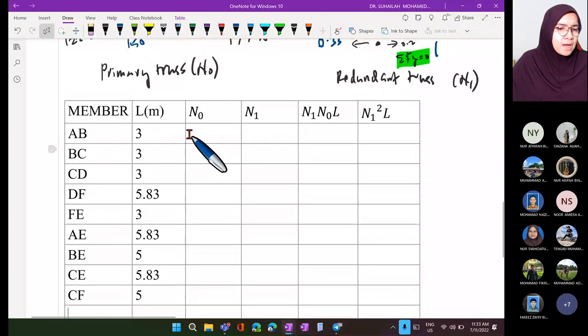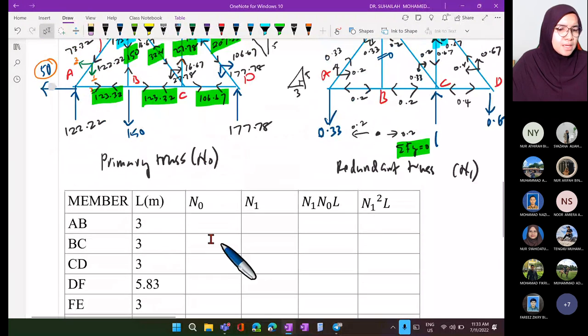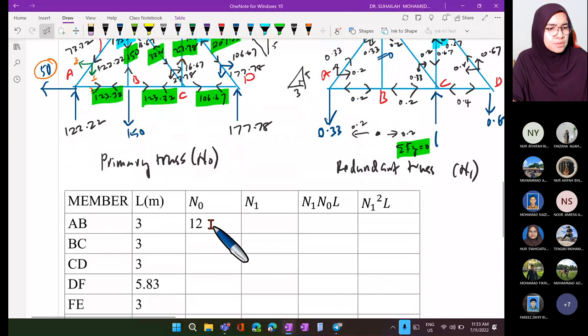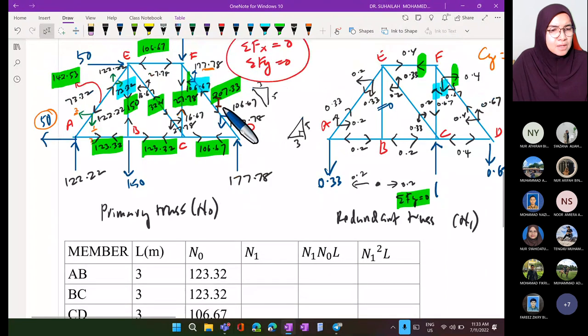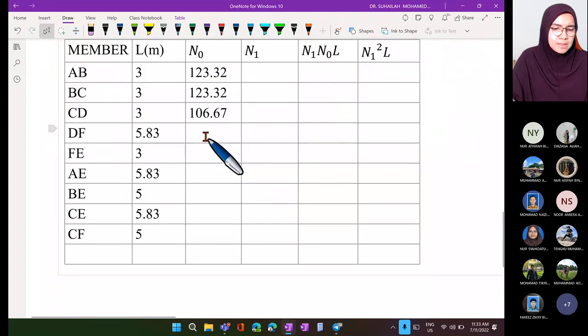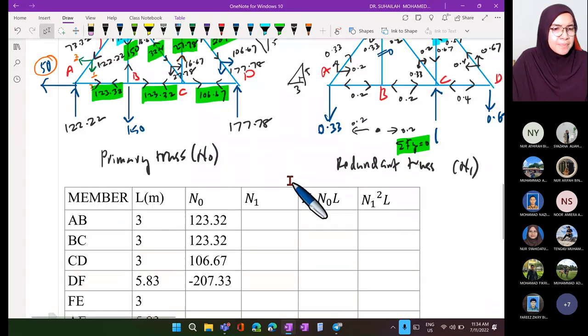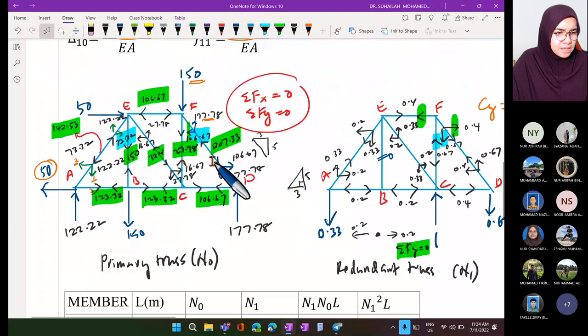Five point eight three. Saya tambah satu lagi column untuk total ya. Okay, N not, satu-satu ya. AB, N not. AB is positive 1, 2, 3.32. BC also 1, 2, 3.32. CD is 106.67. Lepas tu DF, DF tadi dah kira 207.33. It is negative 207.33.